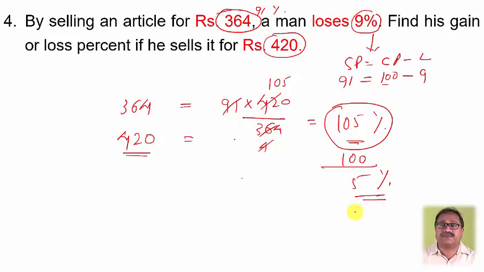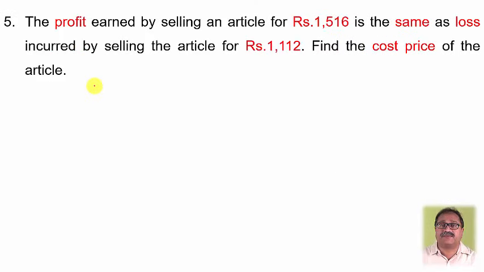Let's move on to next question. Question number 5. The profit earned by selling an article for rupees 1516 is the same as loss incurred by selling the article for rupees 1112. Okay, find the cost price of the article.